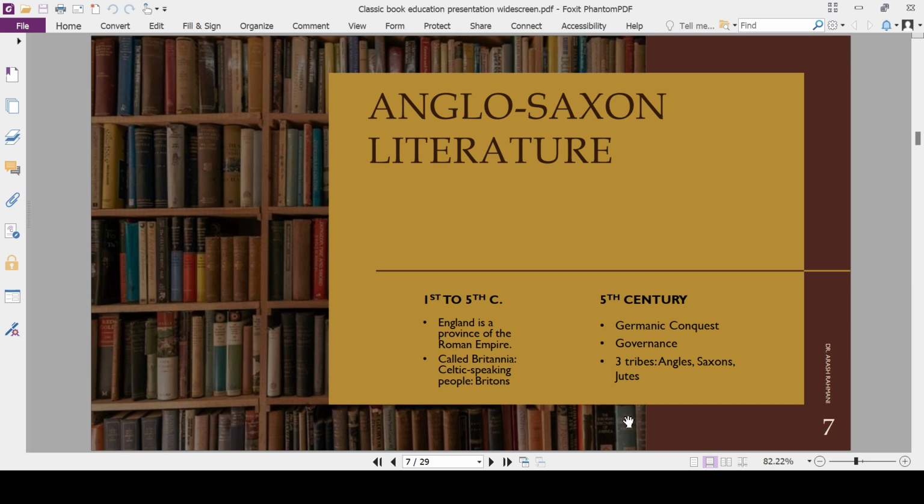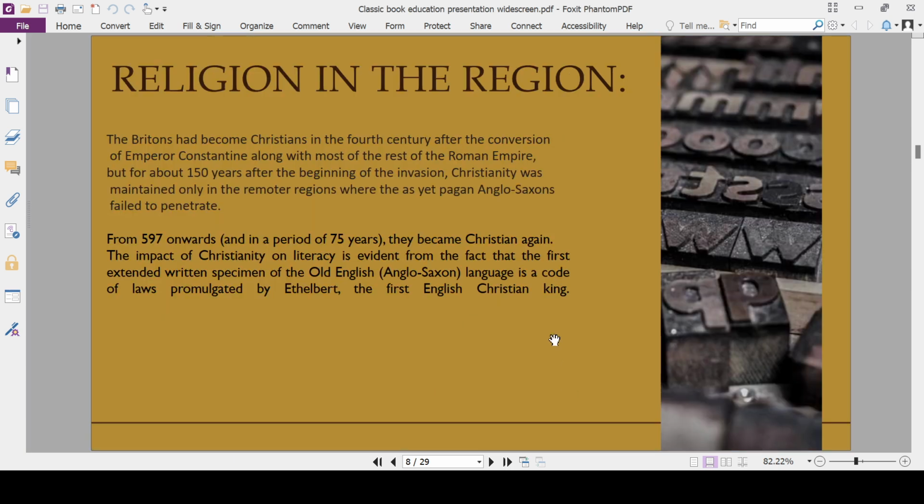Most of these Germanic people who attacked England and conquered Britain consisted of three different tribes: the Angles, the Saxons, and of course the Jutes. So these were the people who basically attacked Britain, and they kind of dominated the whole region and produced the literature, which was, of course, very specific to their culture. Now, when we are talking about the Anglo-Saxon period, we have to talk about the significance of religion in this period.